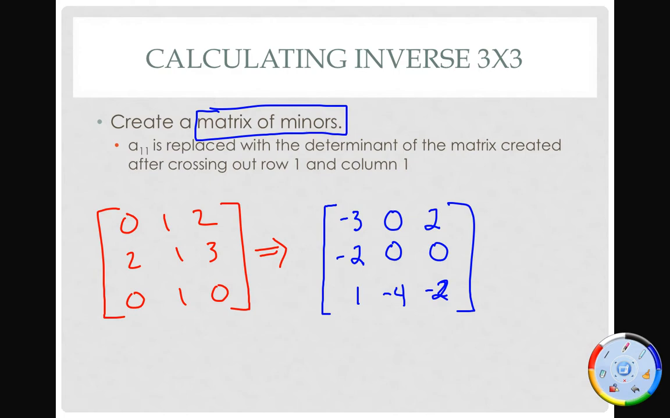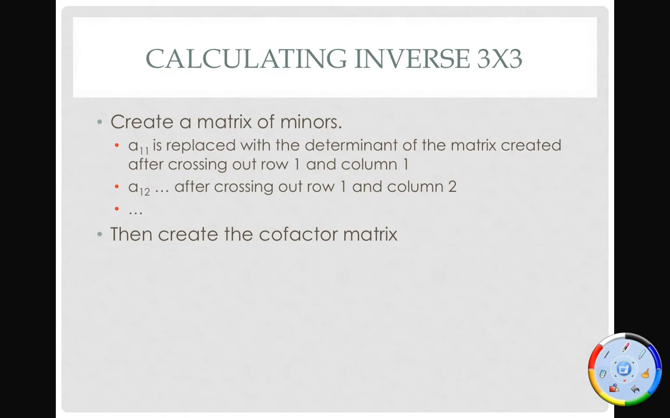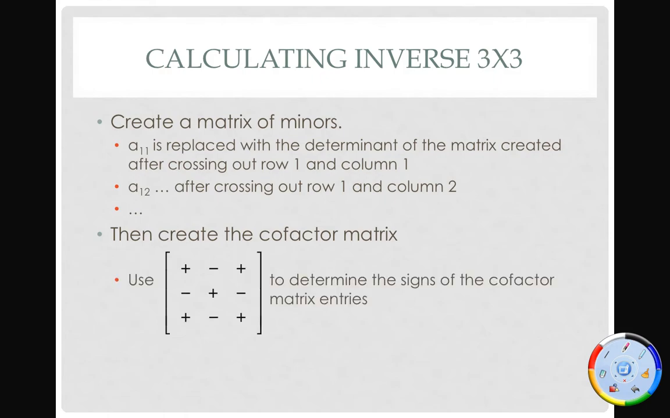Okay, I told you, take a deep breath and hold on tight. So there's more to go. There's more to come. Oh, then we got to make another matrix. We have to create what's called the cofactor matrix. So cofactor just means go into your matrix and change your signs if necessary.